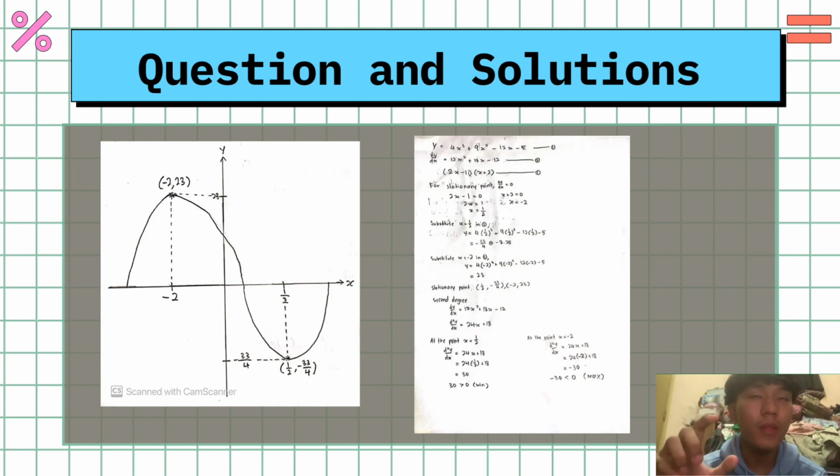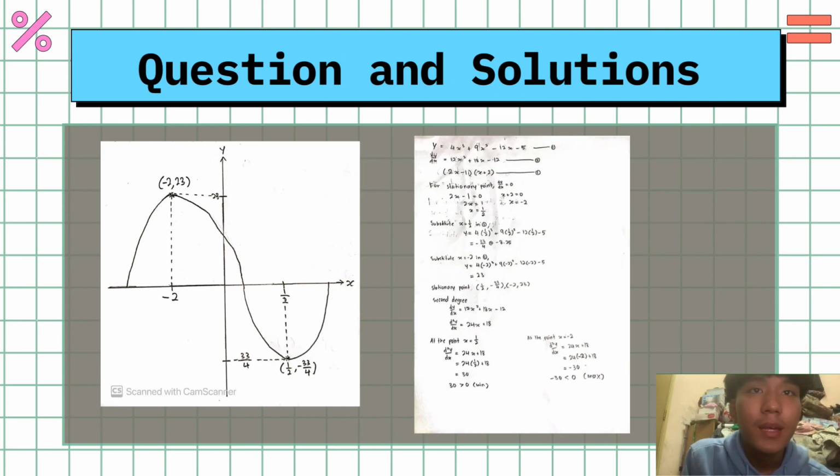So just move the negative 1 to the other side. So we get 2x equals 1. And move the number 2 to the other side. So we get x equals 1 over 2. For the next equation, x plus 2 equals 0. Just move the number 2, so we get x equals negative 2.